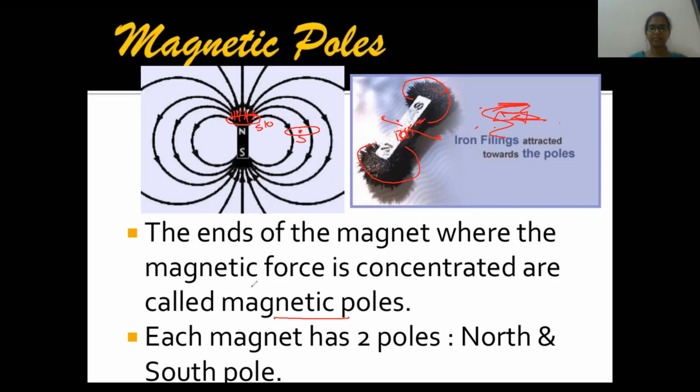And each magnet has two poles, that is the north pole and the south pole. You know very well, each magnet. Suppose you take a circular magnet, a disk magnet. One face is north and the opposite face, you observe, no? That face will be the south face. Okay, like the north face and the south face.